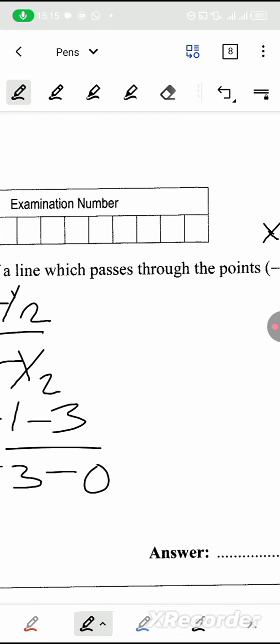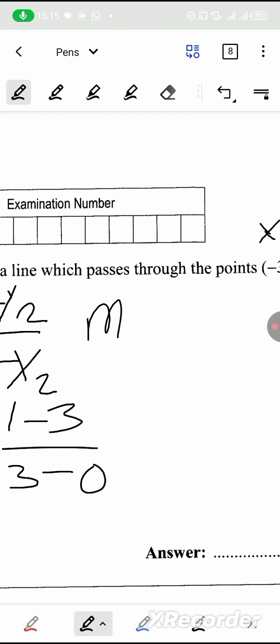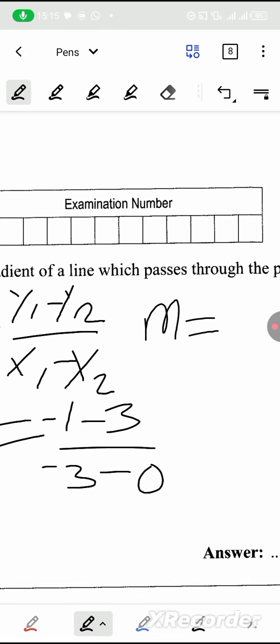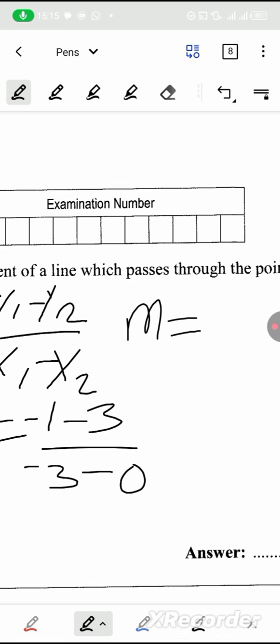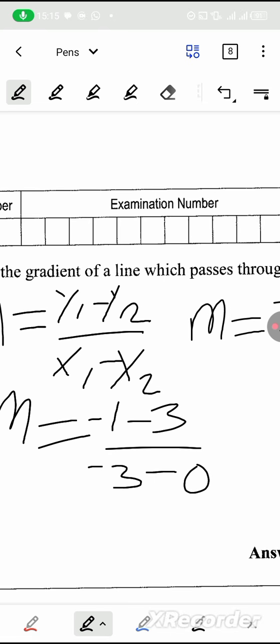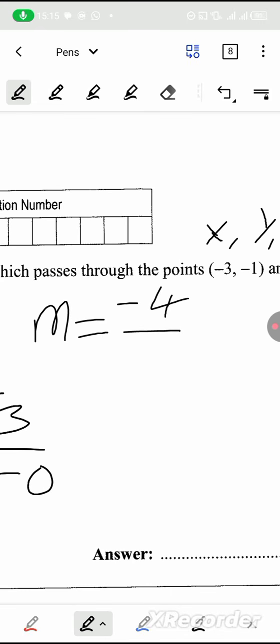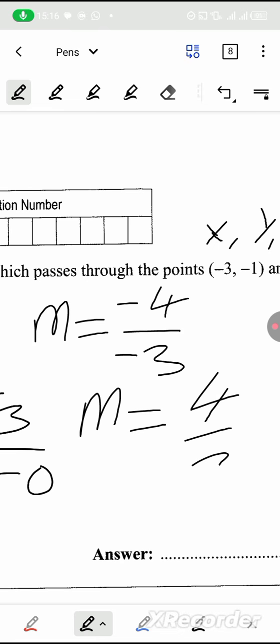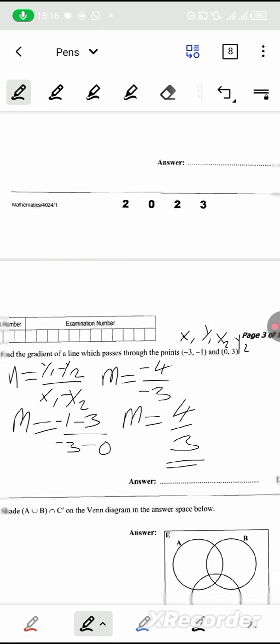Okay, then from there, we continue simplifying. Let me write here now. Gradient is equal to -1 minus 3, the answer is -4, then over -3 minus 0, the answer is -3. Then the final answer: m is equal to, because negative into negative is positive, 4/3. Okay, so that will be our answer for this question.